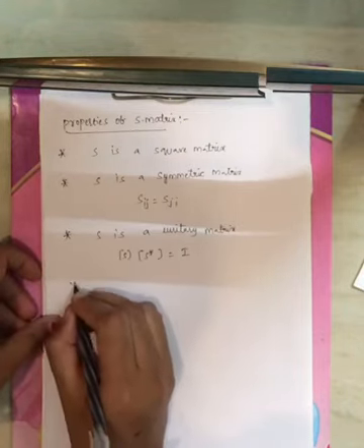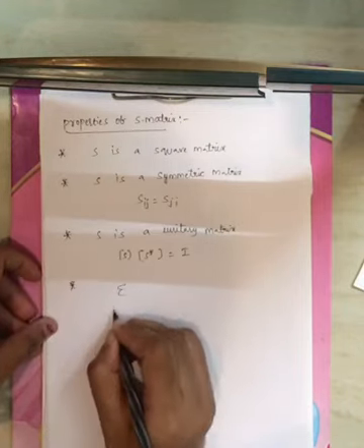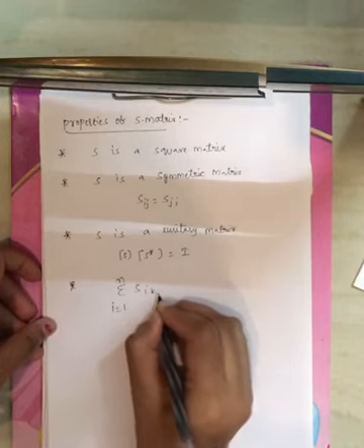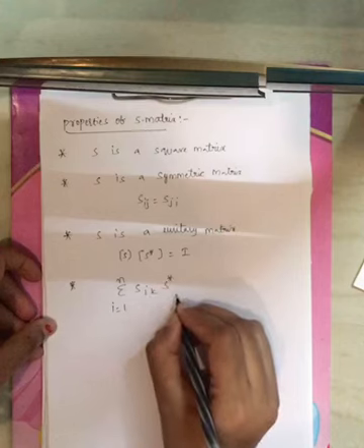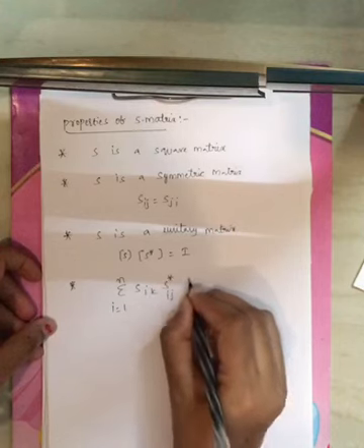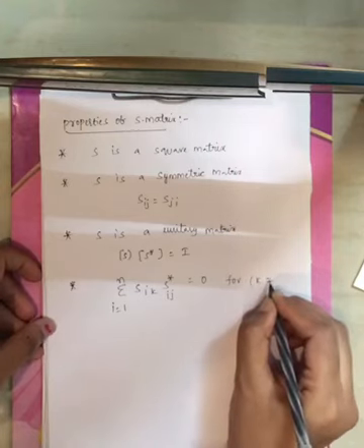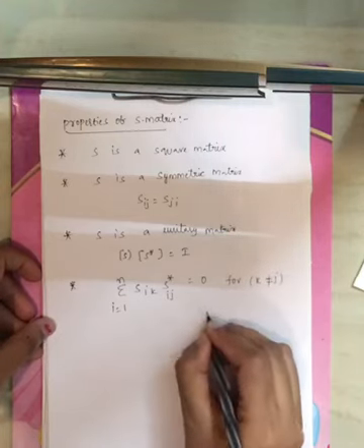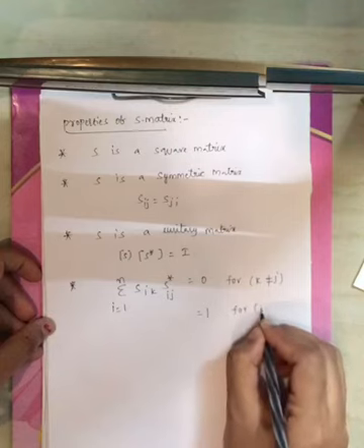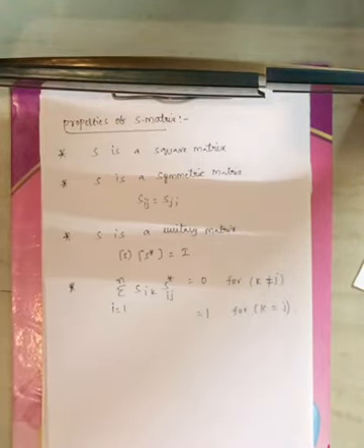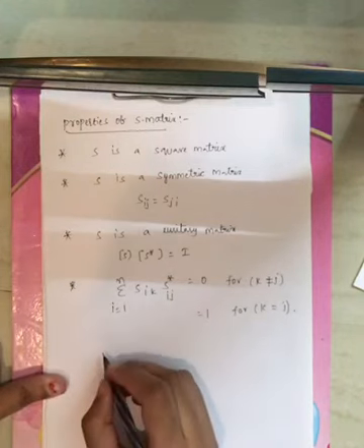Now coming to the last property of S matrix. The summation over i equals 1 to n of Sik and the conjugate of Sij is equal to 0 for k not equal to j, and equal to 1 for k equal to j. This is the fourth property.